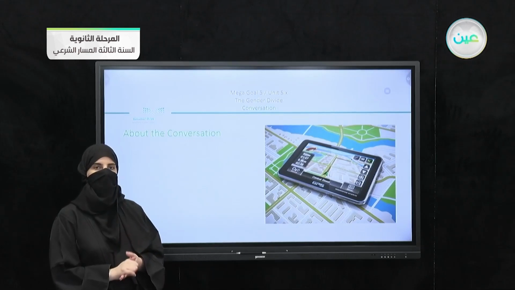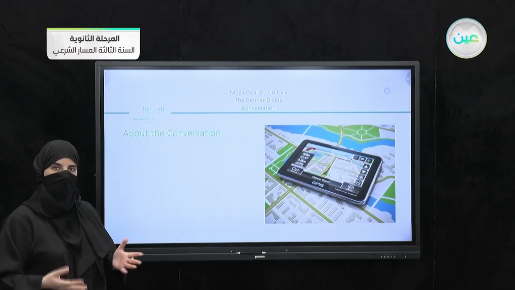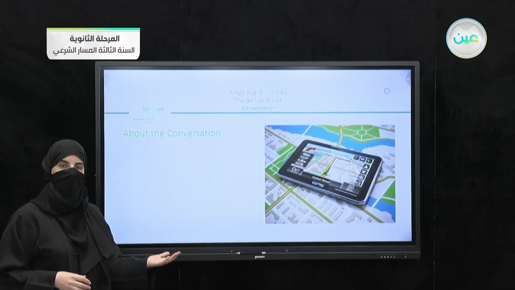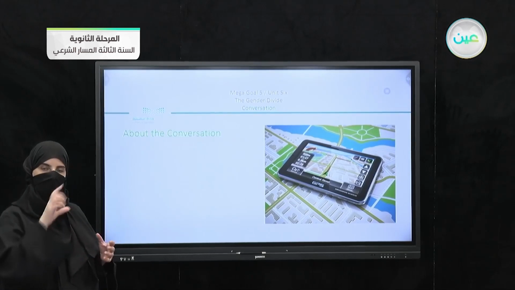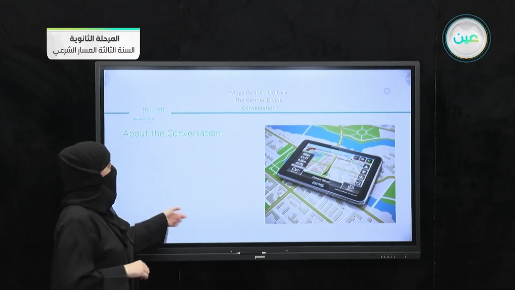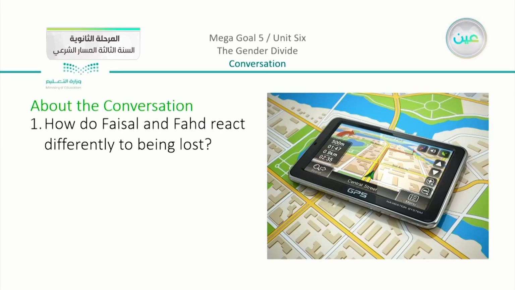Now, about the conversation. We have these two young men. They were lost. They asked for directions. And you can see that there are some parts that were highlighted and also underlined. So first of all, we have a question. Number one, how do Faisal and Fahad react differently to being lost? You can see that one of them has a different reaction. He may be more worried than the other.